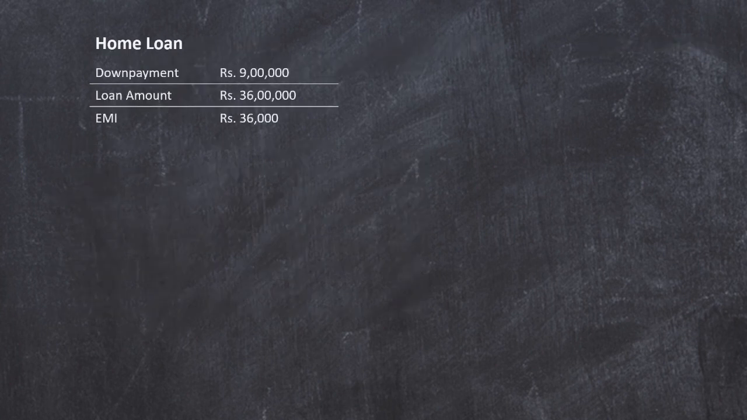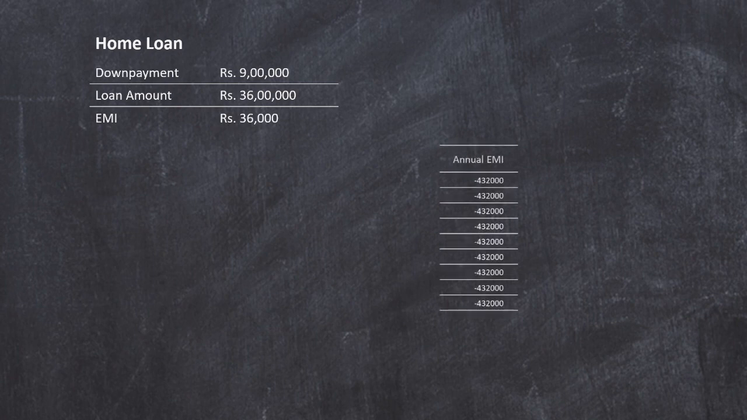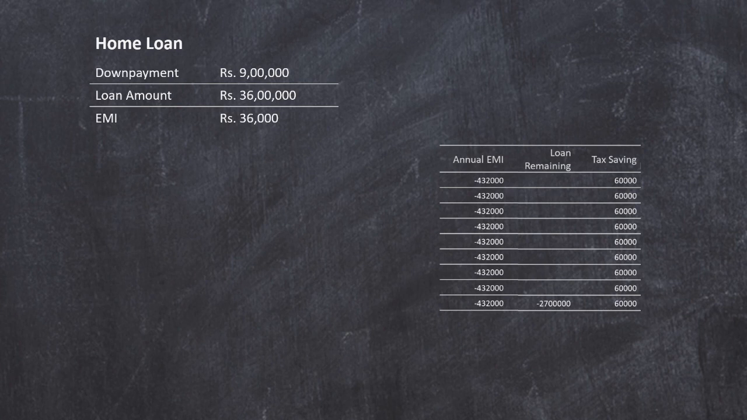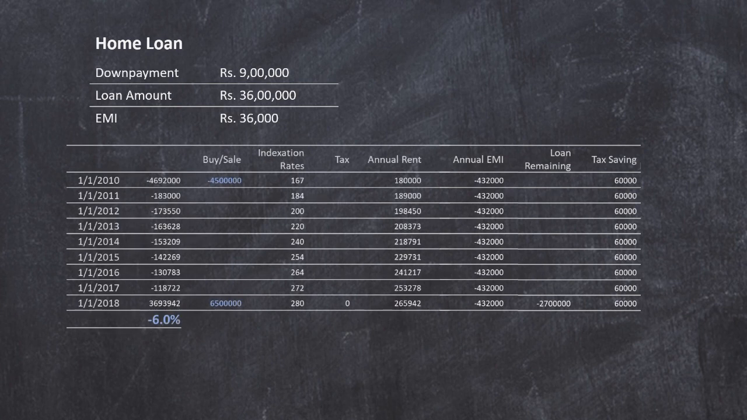Not everyone buys a house with full cash. Often a loan is taken. Of the 45 lakhs for the house, imagine you took 80% as a loan, that is 36 lakhs. And for that, you have to pay an approximate EMI of 36,000. And in 2018, you have an outstanding loan amount of 27 lakhs. You pay that back with the proceeds of your sale. Also, imagine the best case scenario that you are also getting a tax saving of 60,000 rupees every year for the interest paid. With this information, you see that the XIRR is now minus 6%. That is, the value of the investment has actually depreciated, even though you apparently got 20 lakhs extra.